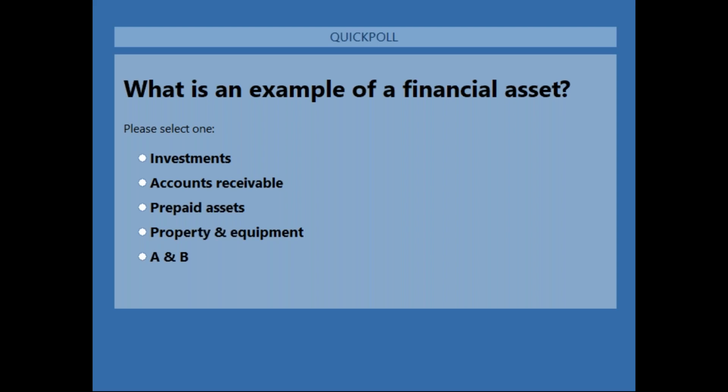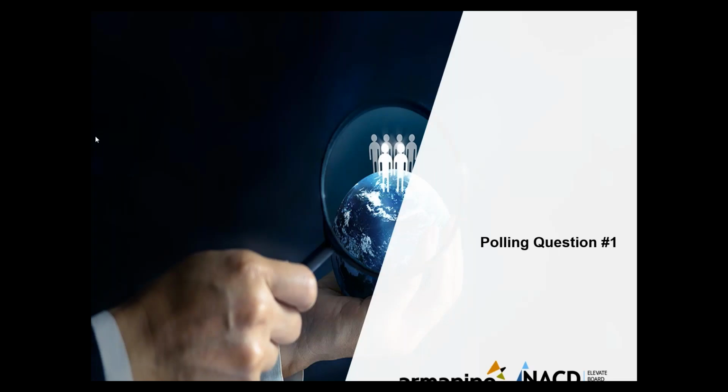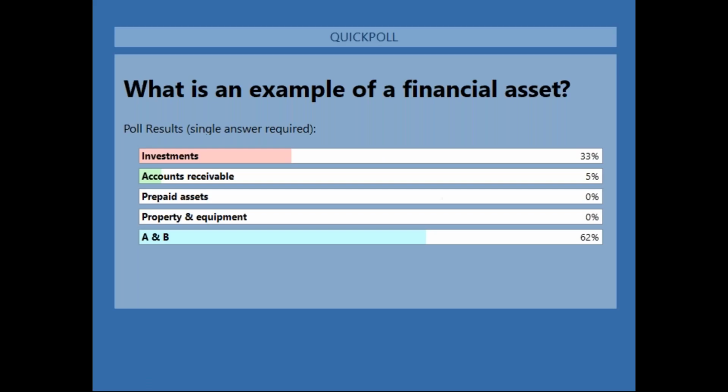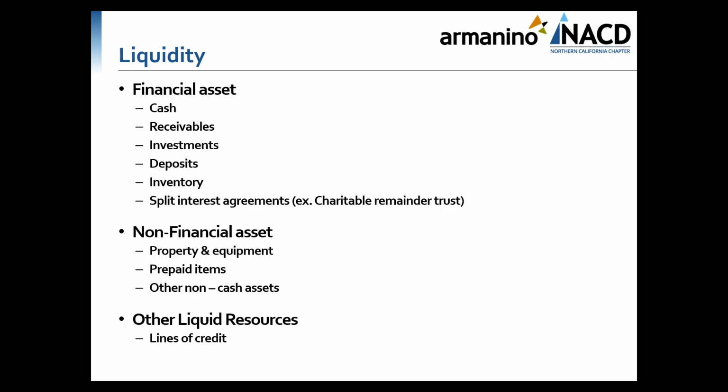Okay, we'll go ahead and close the polls and show the answers. All right, so it looks like the majority of you said A and B, and yes, that is correct. We're going to get into a little more detail, but typically financial assets are an instrument where there's some type of contractual right to receive cash or other financial assets. They're usually also more liquid than other assets if you're looking at your balance sheet.